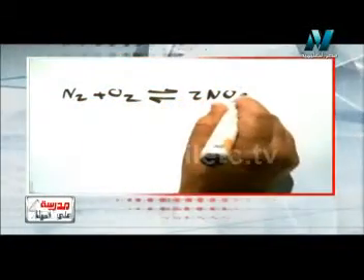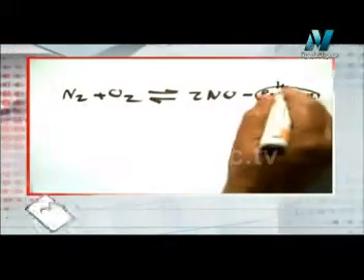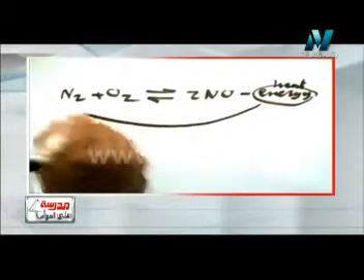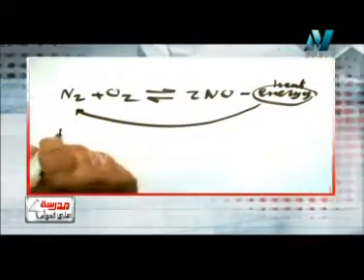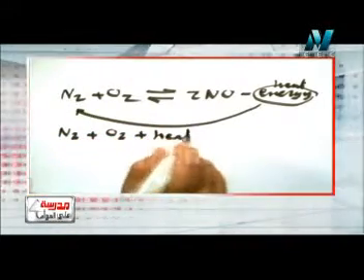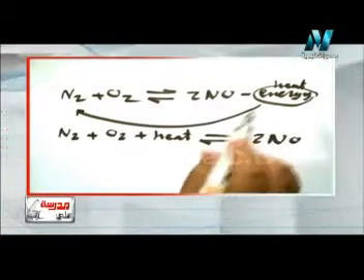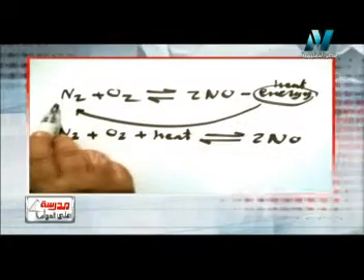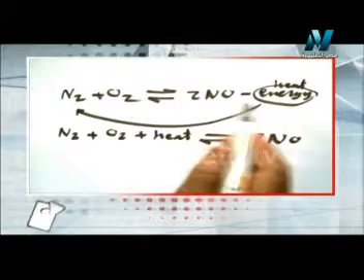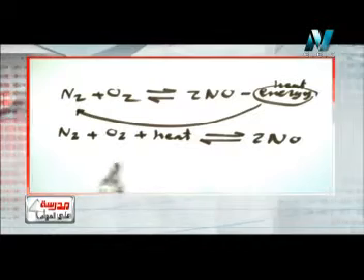When it says that N2 plus O2 gives 2NO with negative energy, the negative heat will be on the other side. So the reaction will be N2 plus O2 plus heat gives 2NO. When we write the heat on the other side with a negative sign, I change it to the other side to be positive. So this reaction is endothermic.